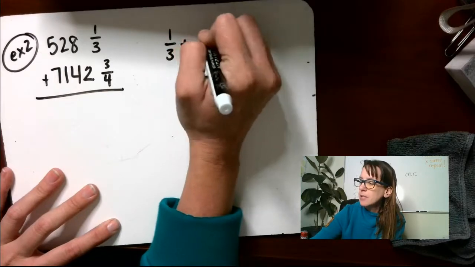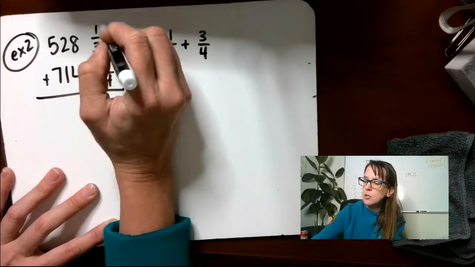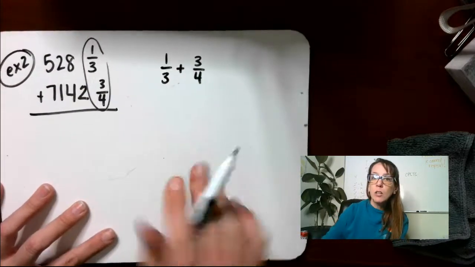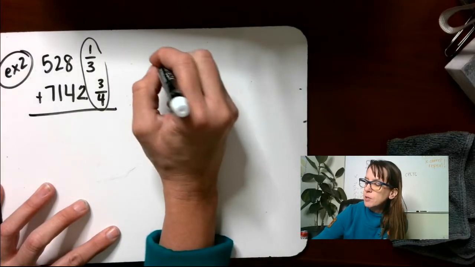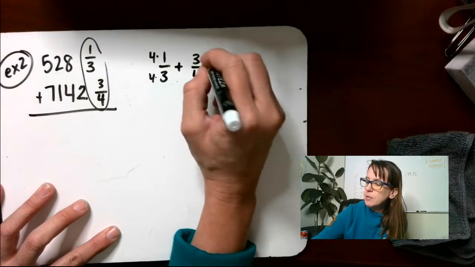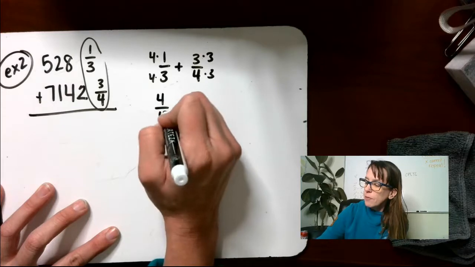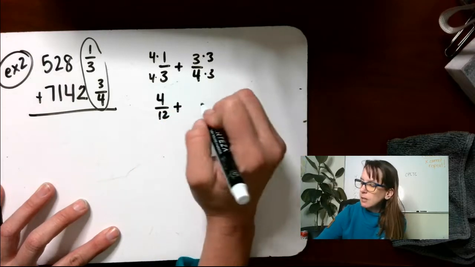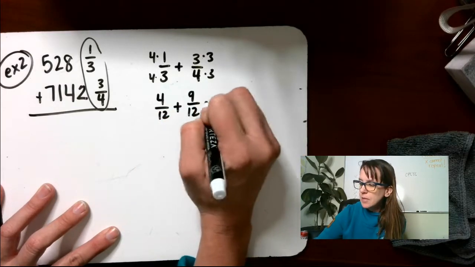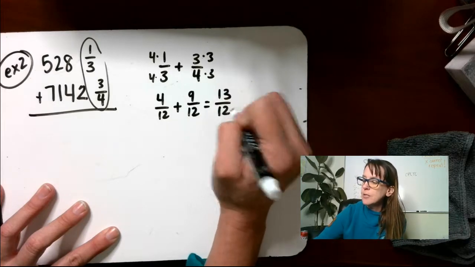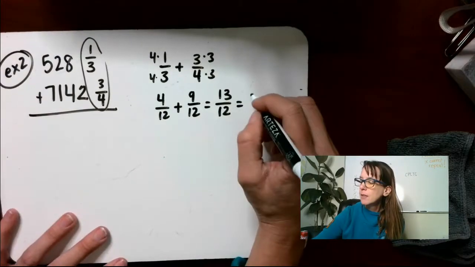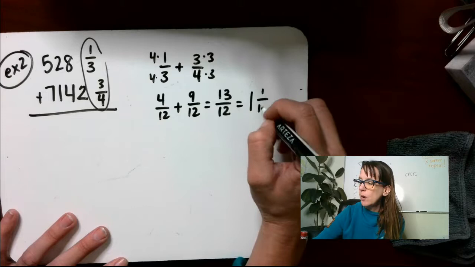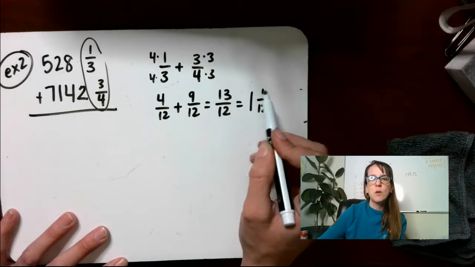1/3 plus 3/4. I'm dealing with just those fraction bits right now. Our common denominator is going to be 12. So multiply that by 4 times 3 times 3. I get 4 twelfths plus 9 twelfths equals 13 twelfths. Let's turn that into a mixed number. That is going to be 1 1/12. 12 times 1 is 12, plus 1 is 13.